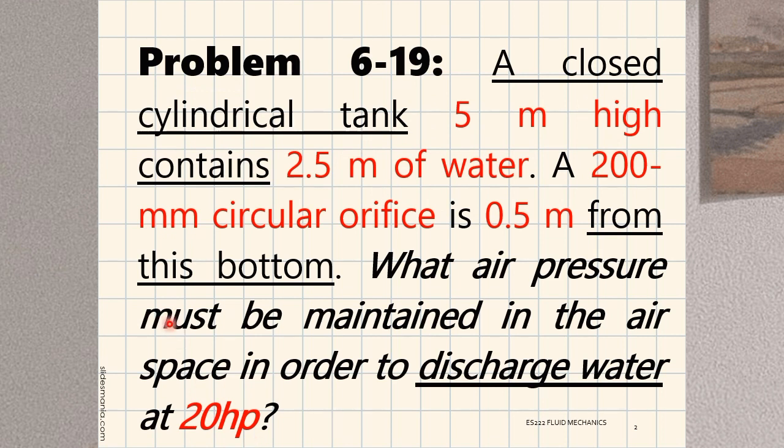Problem 6-19. A closed cylindrical tank 5 meter high contains 2.5 meter of water. A 200 millimeter circular orifice is 0.5 meter from the bottom. What air pressure must be maintained in the air space in order to discharge water at 20 HP?